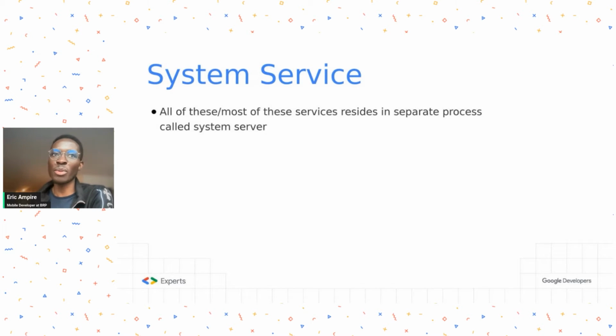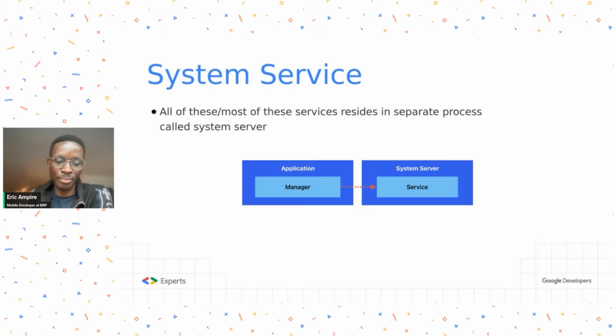A small example is the notification service. Most of the time we use the notification manager when it comes to displaying notifications to the user. But the notification service is not running in our application process, it is running in another process. And there is a mechanism already there that allows our application to communicate with another process, such as the system server.